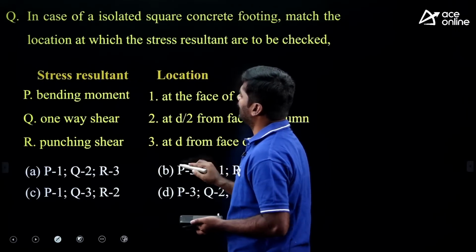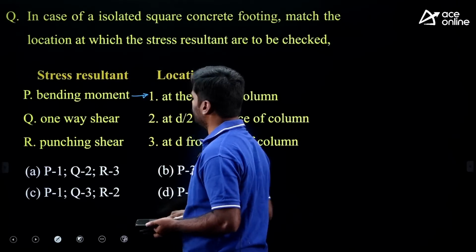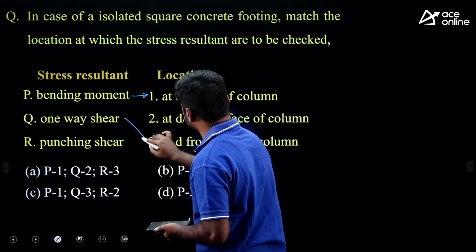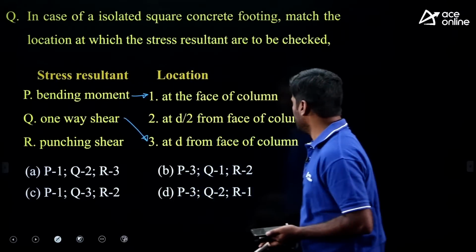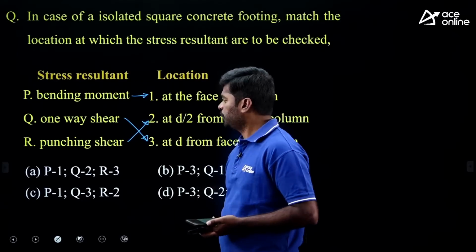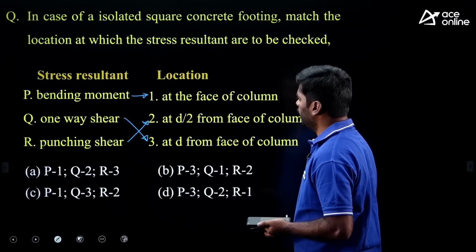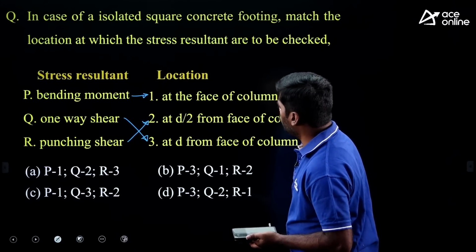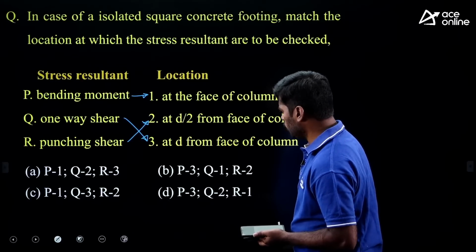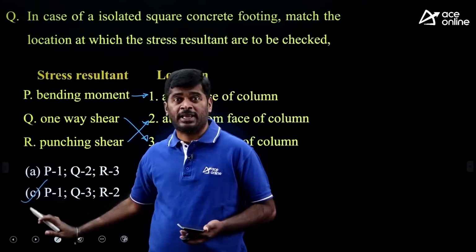My dear, where is the critical section for bending moment? Exactly at the face of the column. Where is the critical section for one way shear? At a distance D from the face of the column. Then where is the critical section for punching shear? At a distance D by 2 from the face of the column. So, P1, Q3, R2, 132, option C. But I am not expecting the question like this in AE.